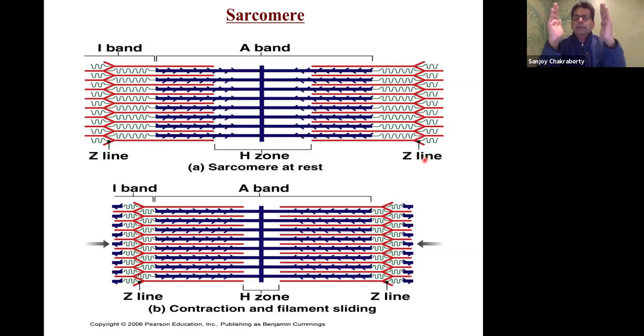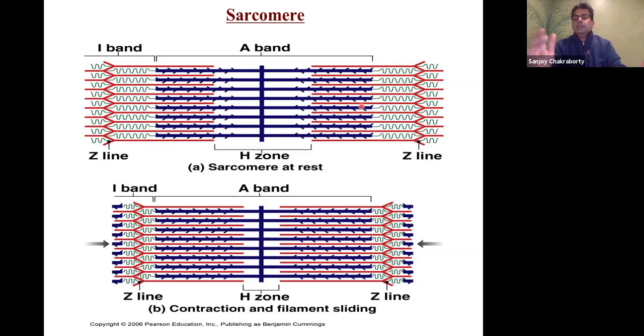Between two Z-lines, that's one sarcomere. So a sarcomere is between those two Z-lines. Here's a Z-line, here's a Z-line. That is a sarcomere. That is a sarcomere. Right here in the middle, those are your thick filaments.